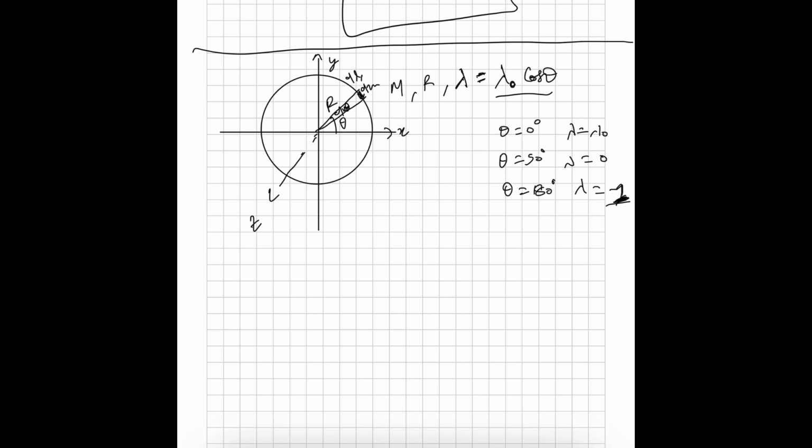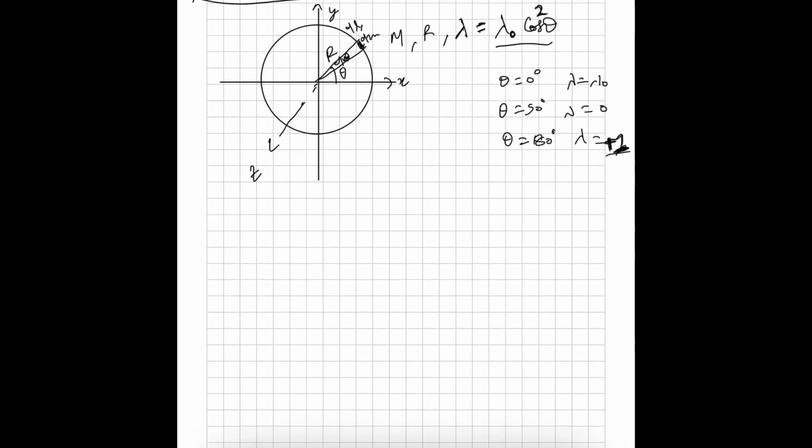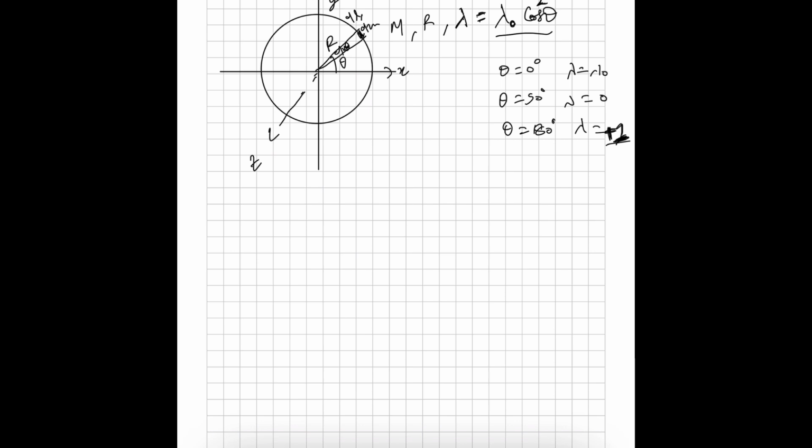So let me put a square over here, cos square theta. So it will fix things. It will give +1. The function has really changed, but the problem is more realistic now. Theta 270 gives us 0. Theta 360, lambda is lambda naught.